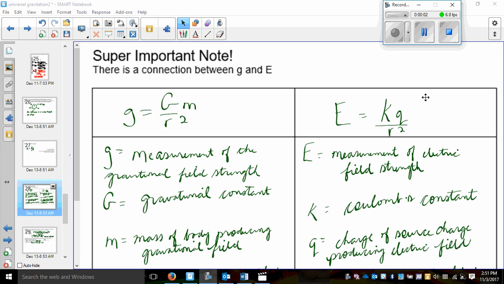A couple things you're going to notice is that there is a connection between g and E. So the acceleration due to gravity and this electric field. Okay, so look at the formulas. Look how similar they are. Little g equals big G m over r squared. Big E equals k q over r squared. So notice they have a similar form.